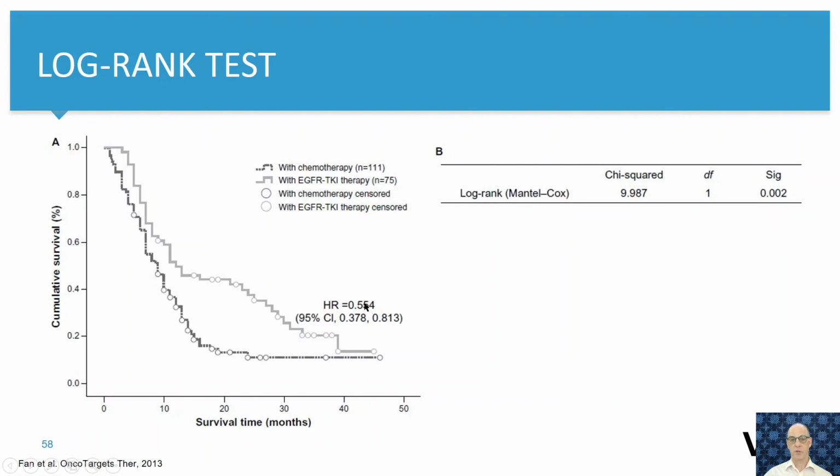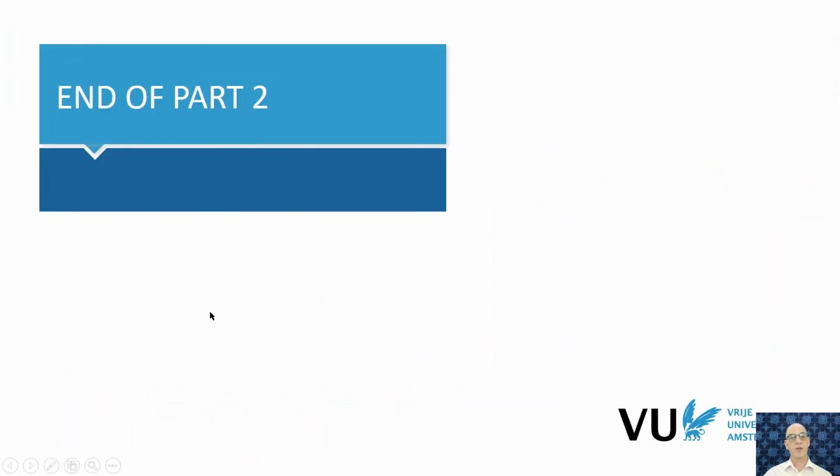So the average risk over time of dying in the experimental group is 0.55 times that of the conventional chemotherapy group. So it means that the risk of dying over time is almost halved when using the experimental drug. So this is the end of part 2. In the last part, we're going to look at the actual time to event.